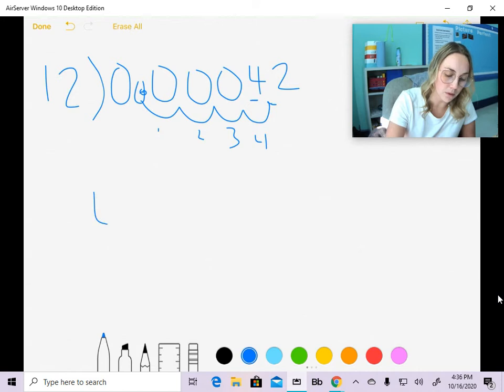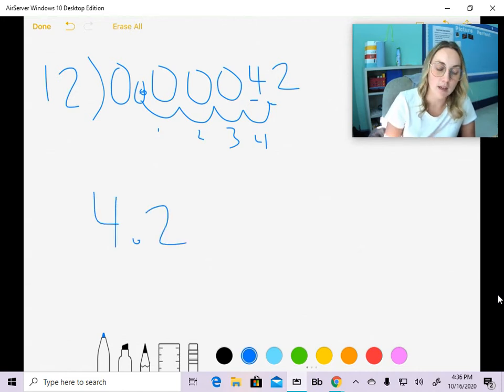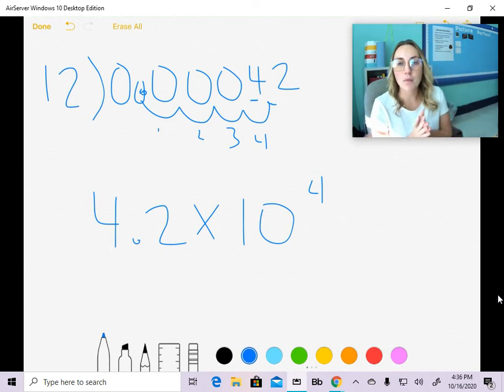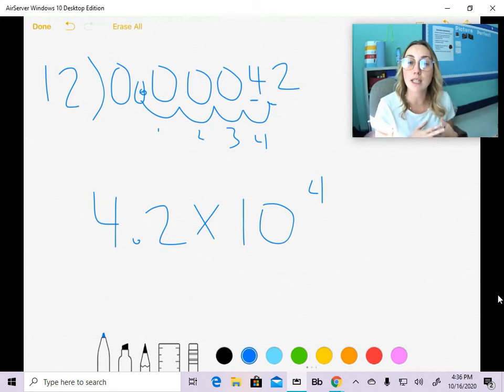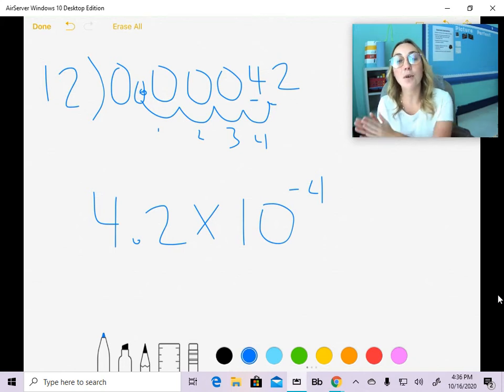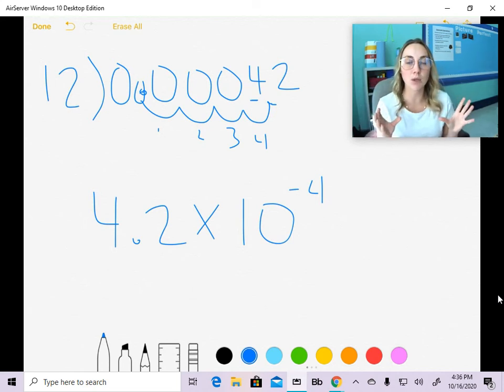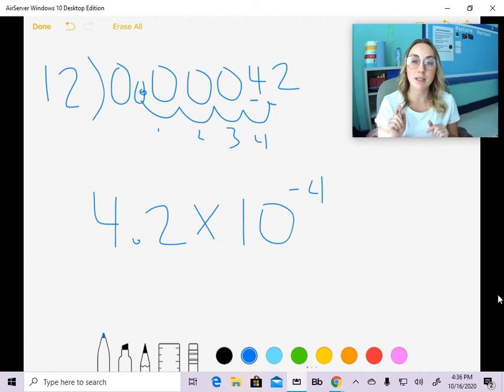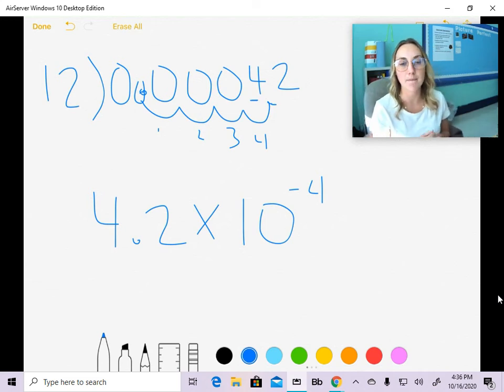So then our number is going to be 4.2. And we're going to multiply that number by 10. And then how many times did we move it again? We moved it 4 times, so our exponent is going to be 4. But wait a second. Remember how I said if you move the decimal to the left, it's going to be positive? Well, it's going to be the opposite if you move the decimal to the right. If you move the decimal to the right, your exponent is always going to be negative. You moved it to the right 4 places, so the exponent is going to be -4. So every time you have a really, really small number and you want to turn it into scientific notation, remember to make sure that the exponent is negative, okay?